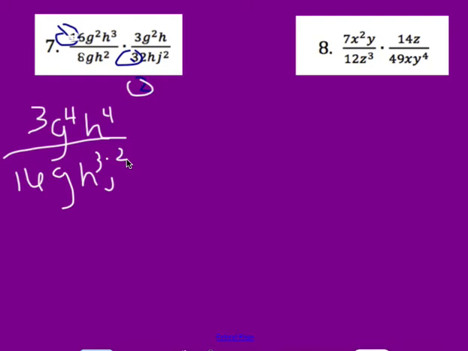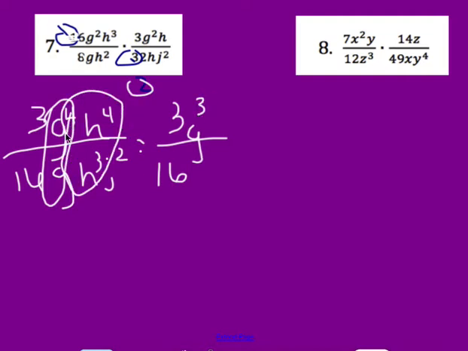So now we want to go through and simplify those. So our fraction is going to stay 3 over 16. Then I have g to the 4th divided by g to the 1st. Subtract those out and we get g to the 3rd. H to the 4th divided by h to the 3rd, and you're just left with h again on top.